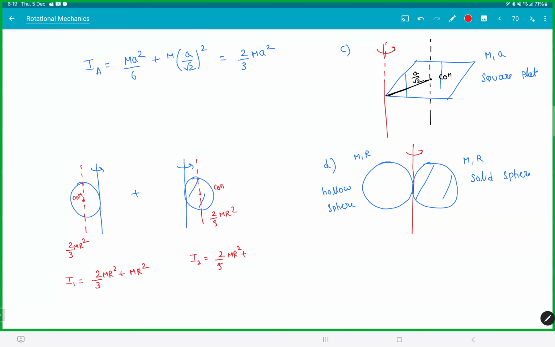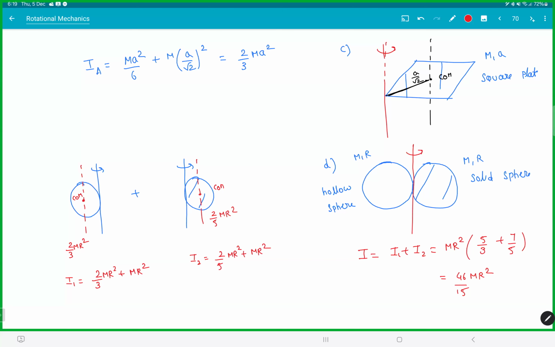So basically you have to shift the axis to the common axis. Now you add it up. So I will be I1 plus I2. That would be mr square times 5 by 3 plus 7 by 5, which is 46 mr square by 15. Is that clear, everyone? So just separate both the spheres, find for both of them about the tangent, and then just add them. That's what I said, moment of inertia behaves like a scalar. You can just add it up about a given axis.